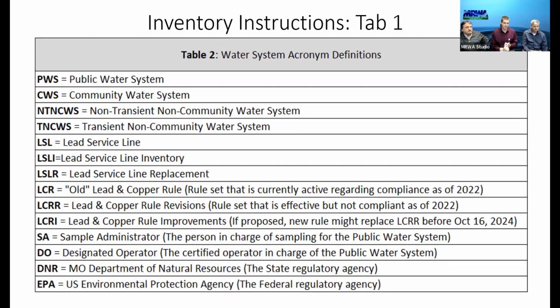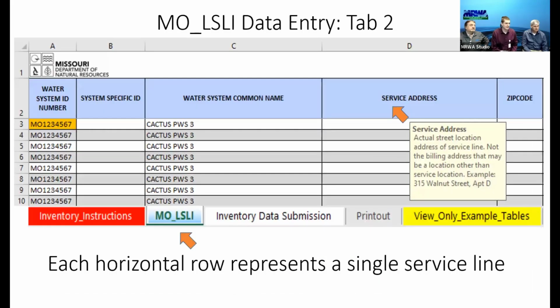Next slide. Okay, so this shows the data entry page. So when you enable editing, at that top row, column A, you see that orange cell, you can enter your public water system ID number. And when you hit enter, it should look up the common name for that one. And it'll run those all the way down the column. So column A and column C, most of those cells are locked on purpose. And column B, the system specific ID is unlocked.